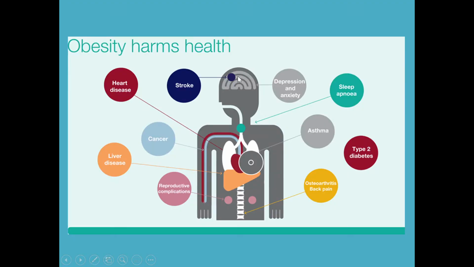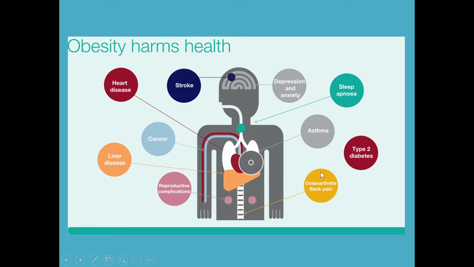So how can obesity harm your health? It can affect you in all these different ways, guys. Obviously there's the ones that you know, things like heart disease. It increases risk of cancer. It can increase your risk of liver disease and reproductive complications. If you're older and looking to have children, being obese can have massive implications on whether you're able to carry a child.